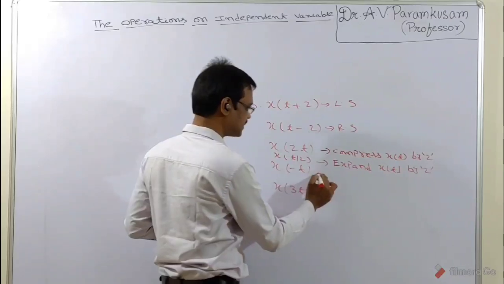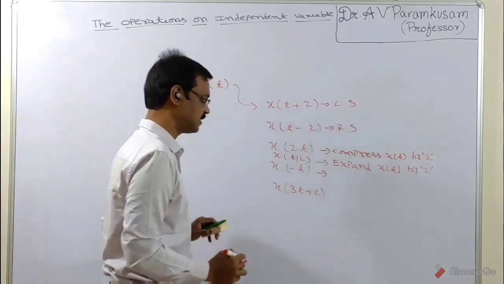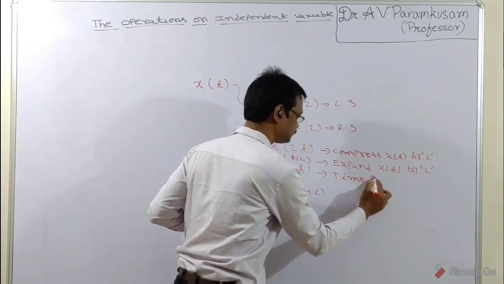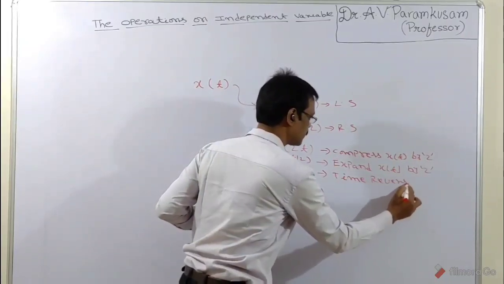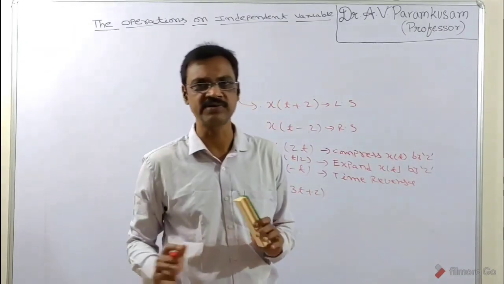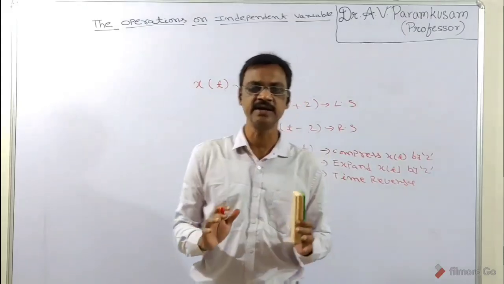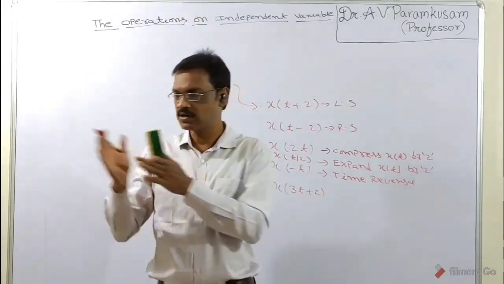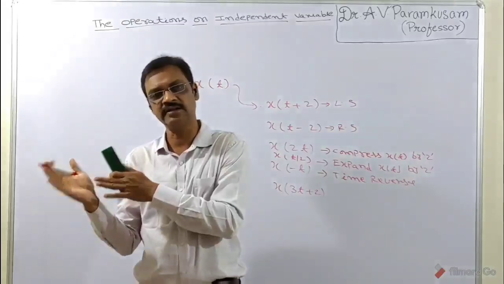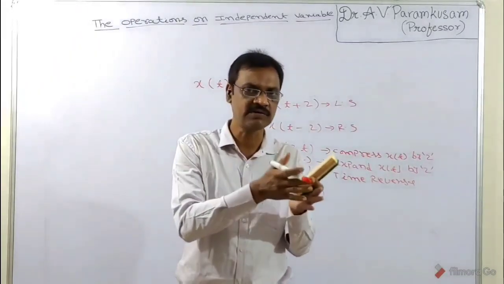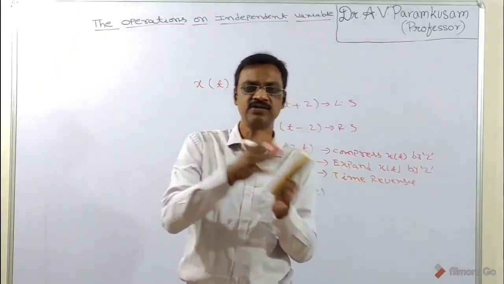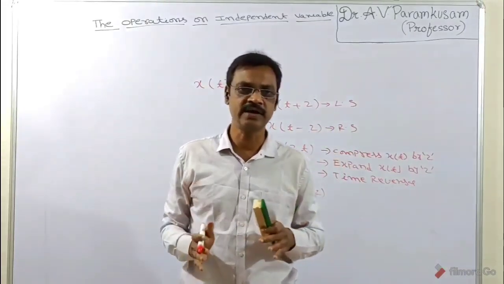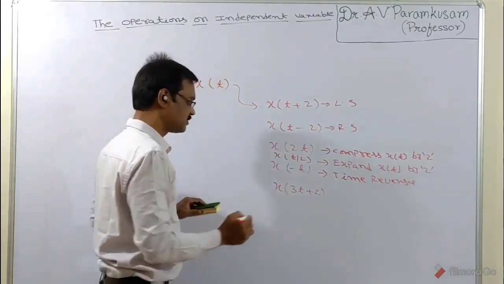Then what is x of minus t? How do you get x of minus t? It represents time reversal. Then how do you obtain the time reversal signal? Suppose x of t is there. You just fold the x of t signal about the y-axis. Whatever the values are there on the right side appear on the left side, and whatever the values on the left side appear on the right side. In this way, you can get x of minus t.